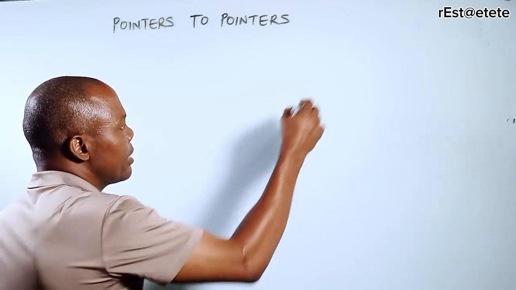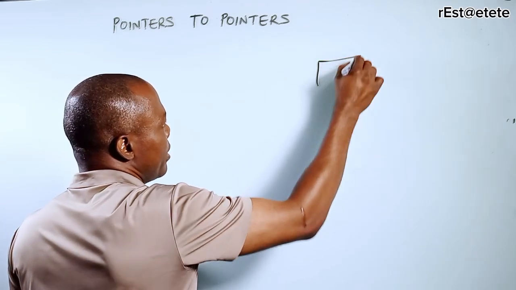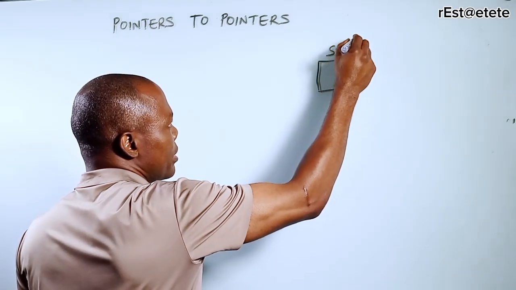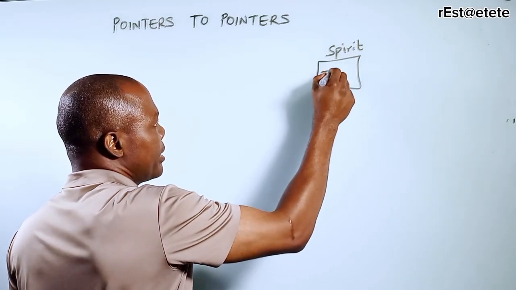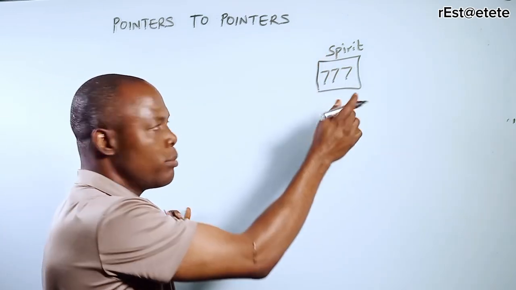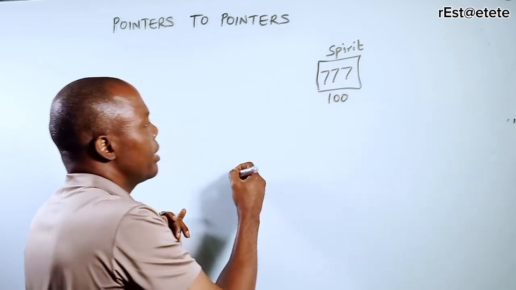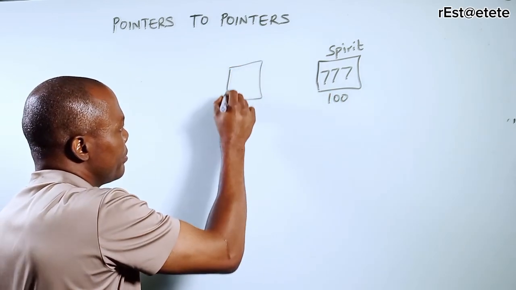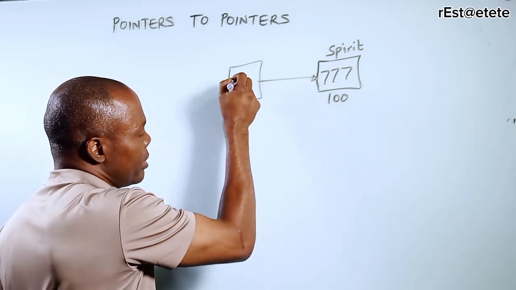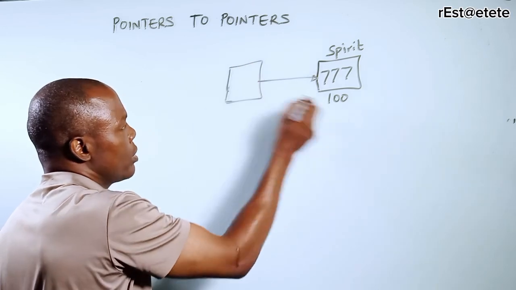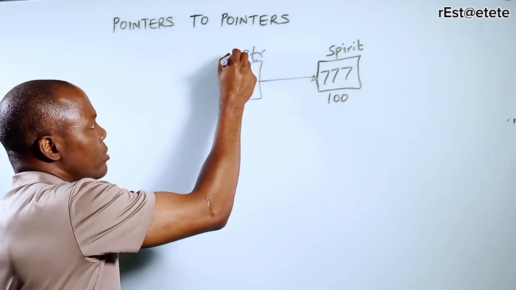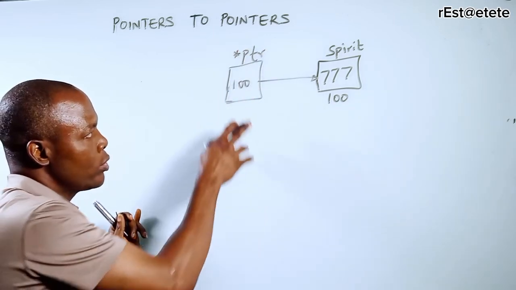So let's say we have a variable. Let's call this variable spirit, and inside it we have 777. The address of this variable is 100. Then we have another variable pointing to this. The content of this one is 100, so this one becomes a pointer. I'm just going to put this there for you to see. So this becomes a pointer.